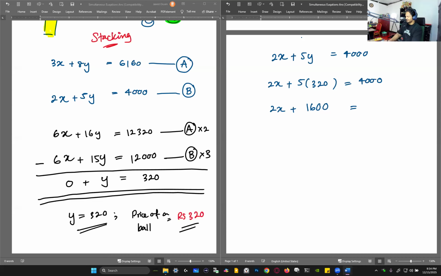So coming back to the point, children, 2x plus 1600 equals 4,000. I can also divide everything by 2.